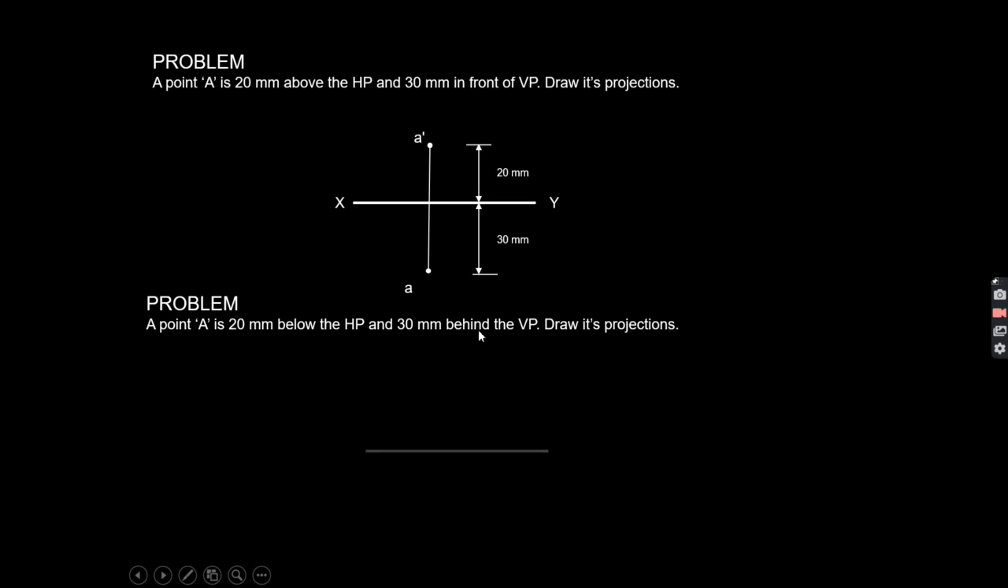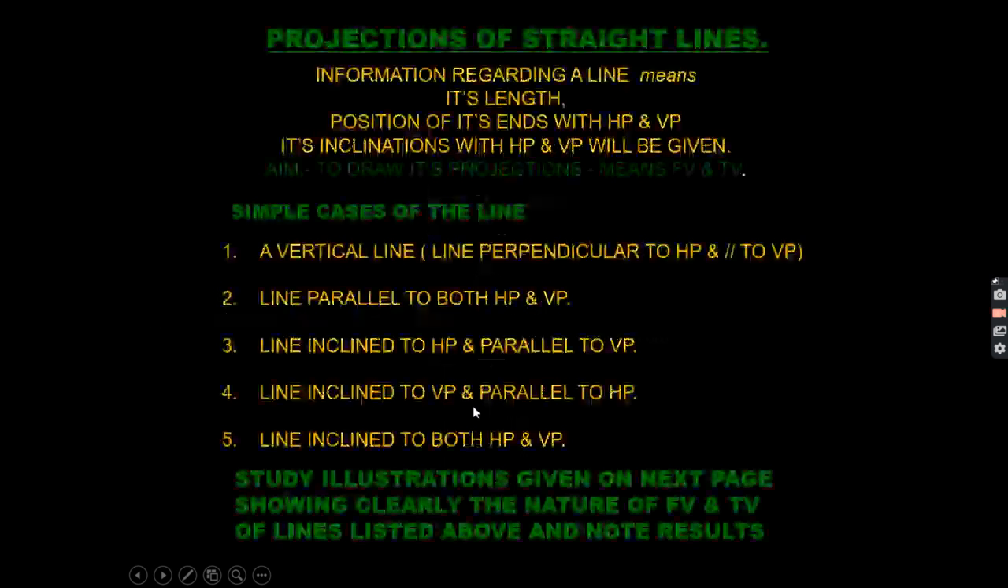Okay, so the only difference will be your now front view will be at the bottom and the top view will be above the reference line. So this is how you can mark the top view of the point, and this is your front view of the point. Okay, now we will see the position of the lines.